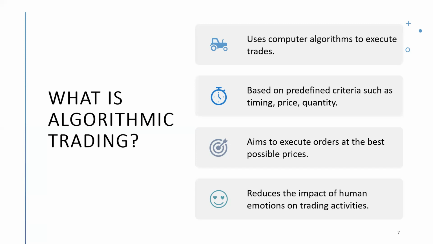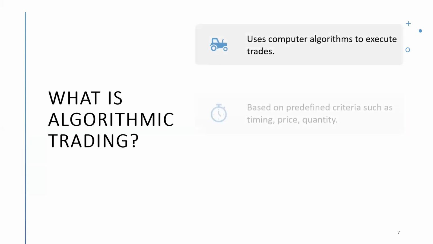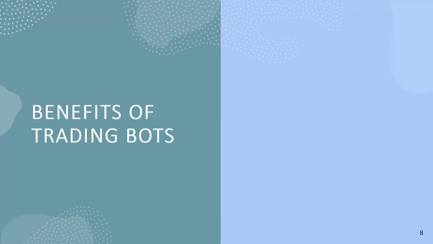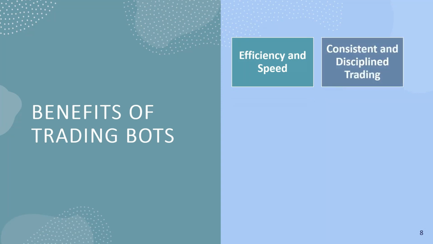If you have a winning strategy and you are able to automate it, then your chances of winning are significantly increased. Some of the benefits also include efficiency and speed. Of course, we cannot compete with the computer in terms of speed. Computers can execute trades in milliseconds. It works 24/7 across different time periods. You don't have that issue.